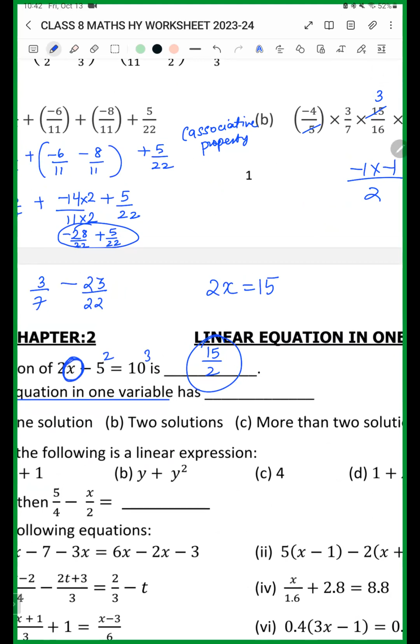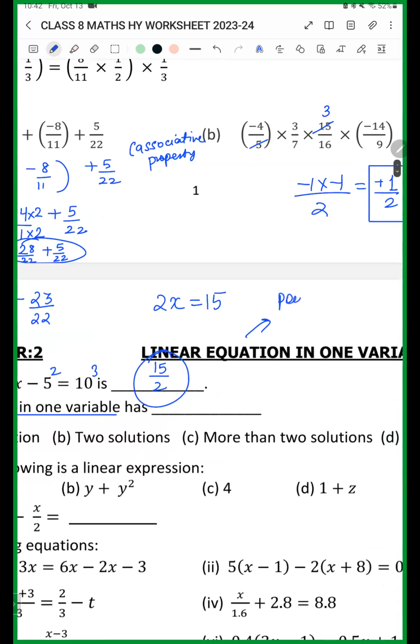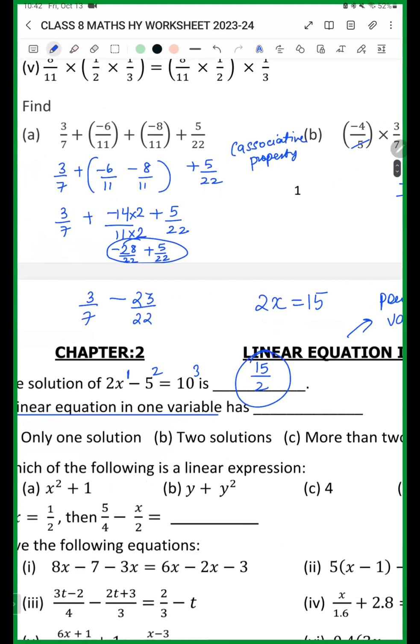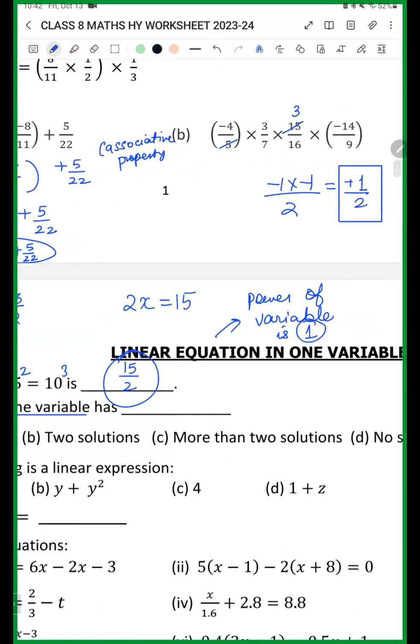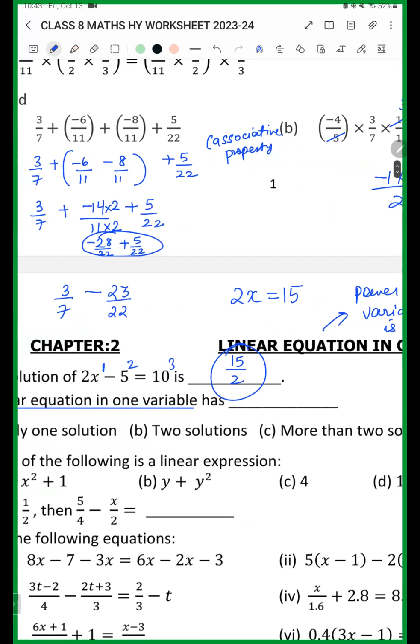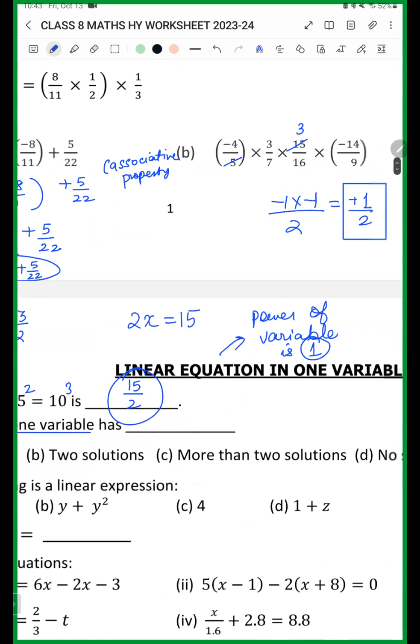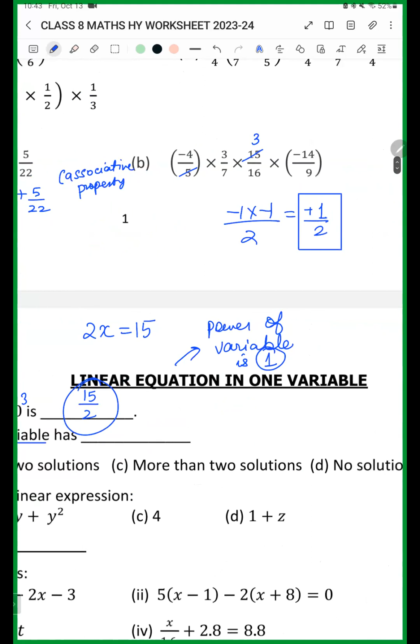Only x matters over here in the sense that linear means the power of x, the power of the variable, should be 1. Over here it's x to the power 1, right? So the power of the variable is 1. Power of other things can be anything. 5 square, 10 cube, whatever. But the power of the variable should be 1. That is what linear means. That is the meaning of linear.